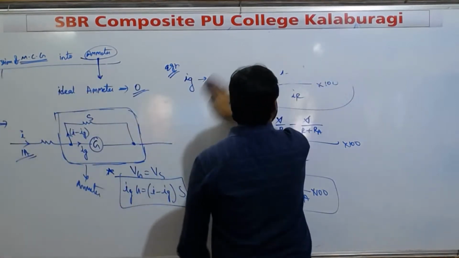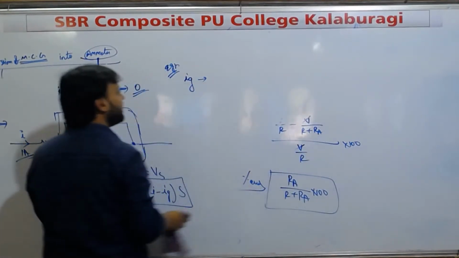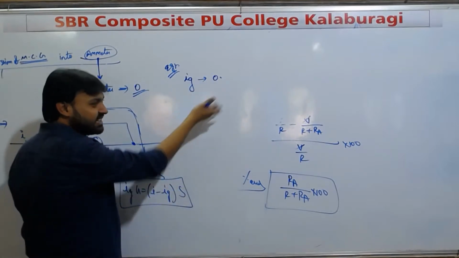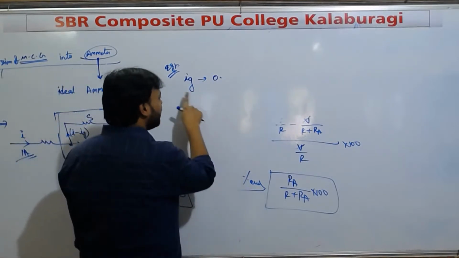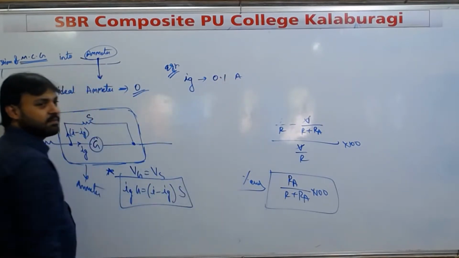The current which can be measured by the galvanometer. You can write this one also. How much you can measure? Assume 0.1 amperes.